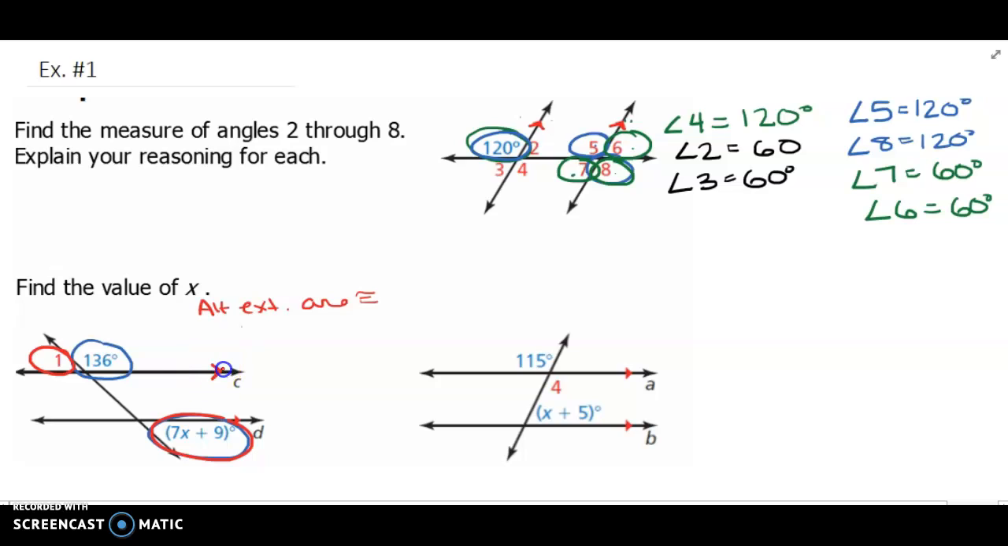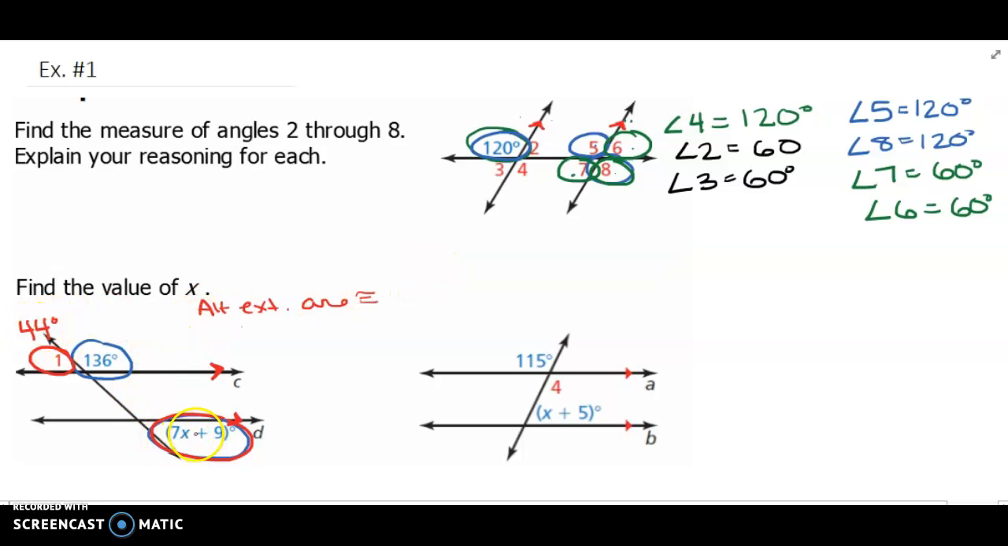And we do know these lines are parallel because of this arrow and this arrow right here. All right, well, if this blue angle is 136, angle 1 and this 136 degrees have to be supplementary because they're a linear pair. So this has to be 44 degrees. Okay, so 180 minus 136 is 44. That's how I got it.